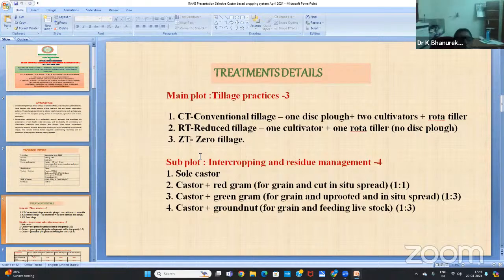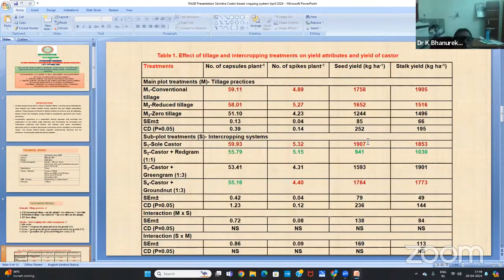So when we have a gist of the experimental results, we could see the effect of the main plots and the subplots on the yield attributes and yield of castor. So the conventional tillage, as usual, has given higher yield attributes in castor, that is capsules, spikes, and seed and stalk yield. But it was interesting that it was closely followed by the reduced tillage in all the aspects, while the zero tillage has resulted in lower, because it was the initial years, like second or third year, where the experiment was taken and the observations were taken.